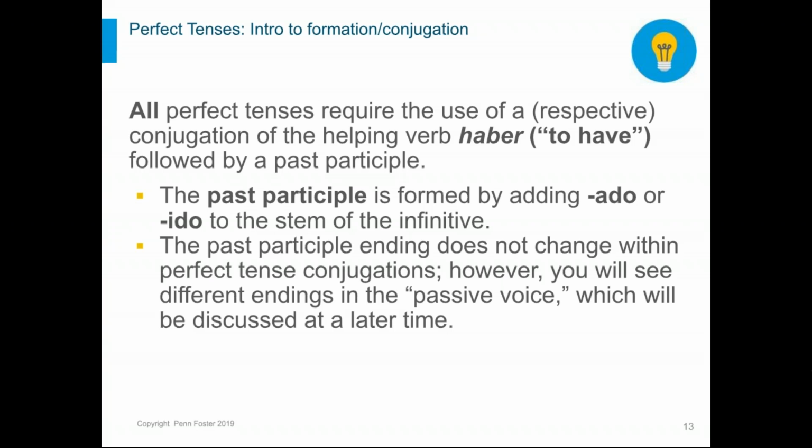But in Spanish, they're formed by removing the infinitive ending and adding ado, not ando, or ido, not iendo, like we saw with present participles. And the past participle does not change within perfect tense conjugations, meaning its ending within this context will always be the letter O. That's not always going to be the case with past participles, as we will see if you attend or when you learn about the passive voice in future webinars or throughout your course study.